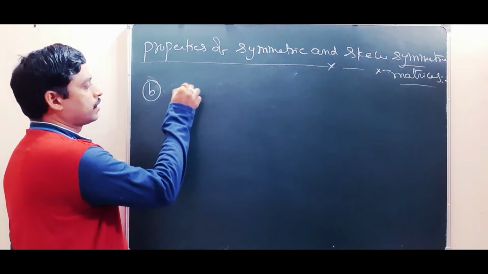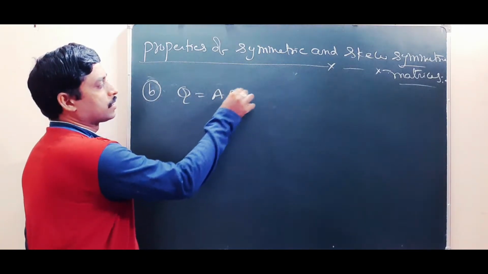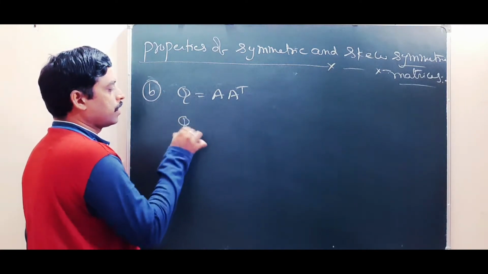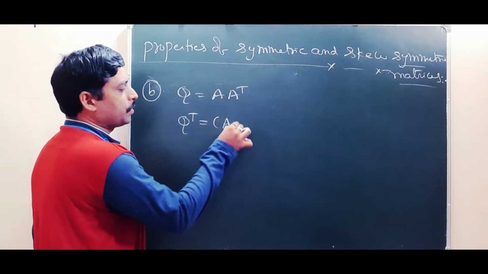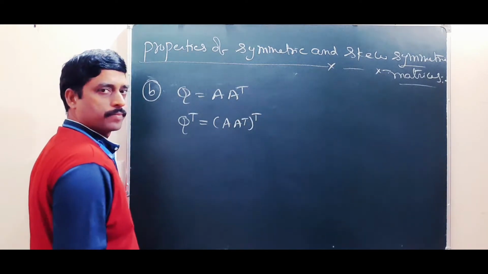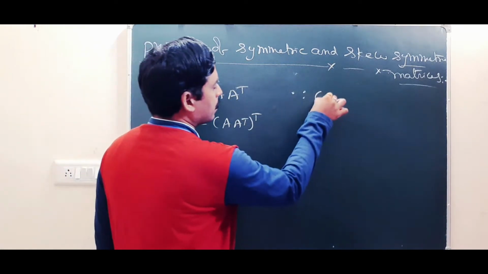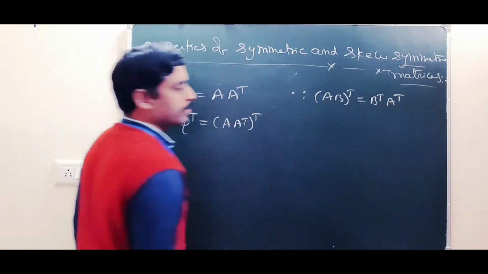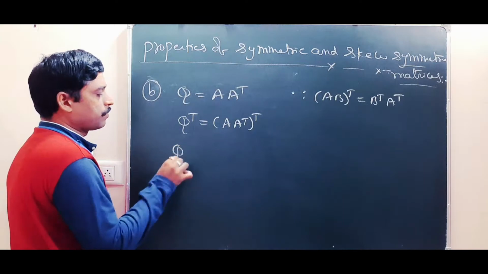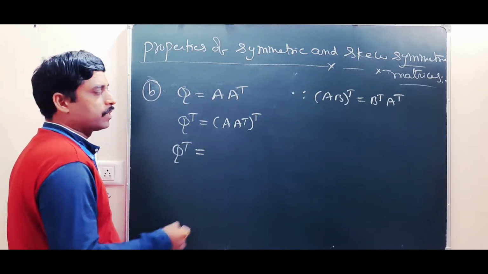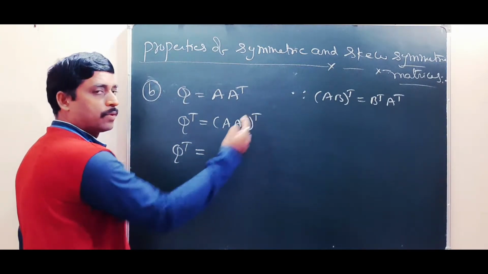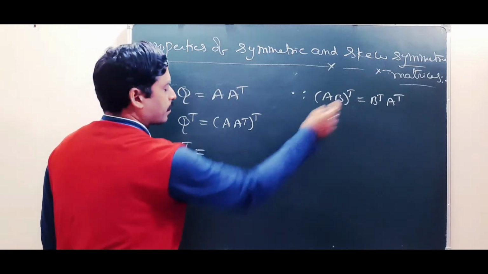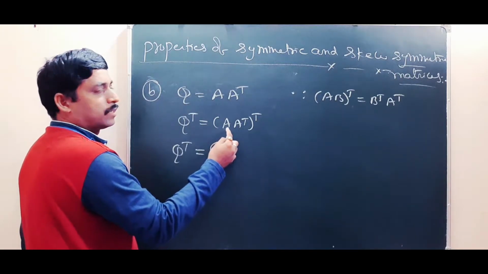Okay. So let us take Q is equal to A into A transpose. Now taking transpose on both sides, Q transpose equal to (A into A transpose) whole transpose. We have (AB) whole transpose equal to B transpose into A transpose. We should apply that property, Q transpose equal to (A into A transpose) whole transpose, where B is replaced by A transpose. Okay, so what is the form?